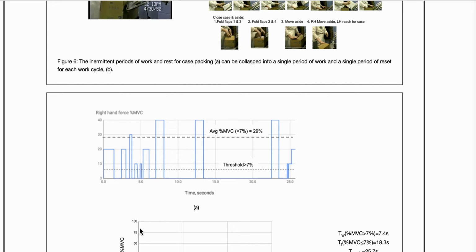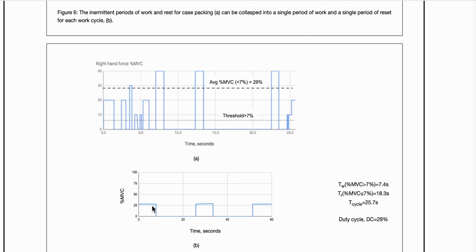So what we'll do is simplify this job by characterizing it as a period of work followed by periods of rest. We'll calculate the time-weighted average of the forces that are greater than 7% to get an average force, and we'll then calculate also the time at which that force is maintained, and then how much recovery time there is between successive exertions. So we can characterize it as a period of work, rest, work, rest.